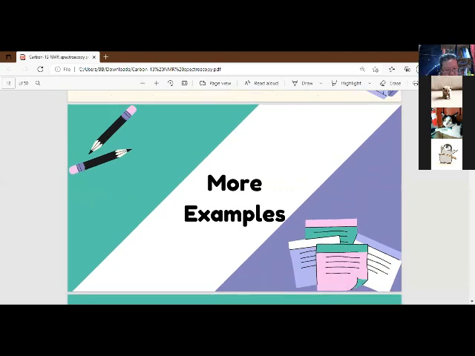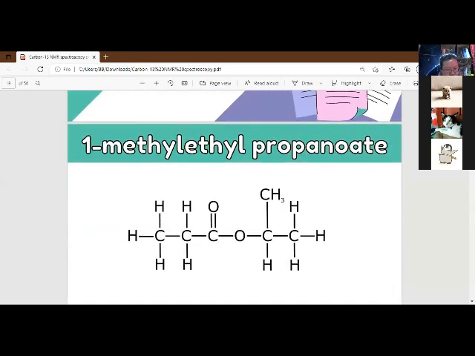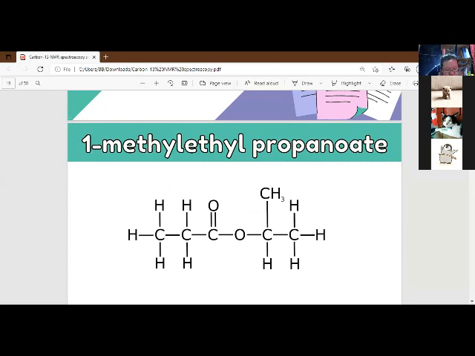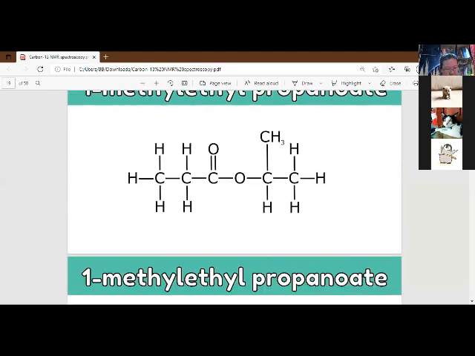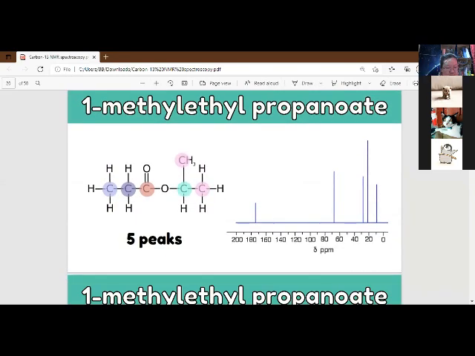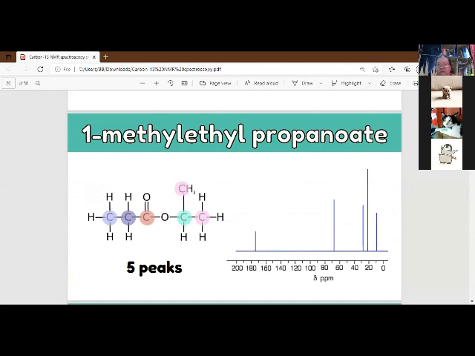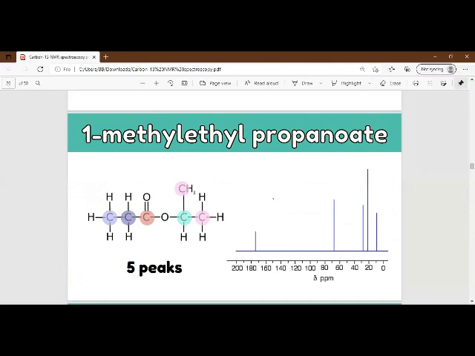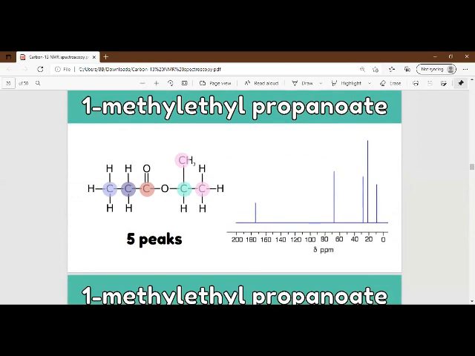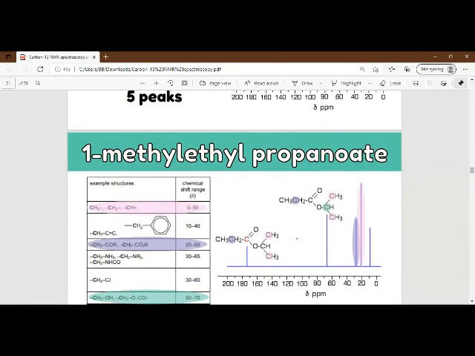Okay, so moving on to more examples. The first example is 1-methyl ethyl propanoate. As you can see, this is how the molecule looks. The different colors represent how many peaks there are in the molecule. As you can see, it has 5 peaks, and we will go through them.